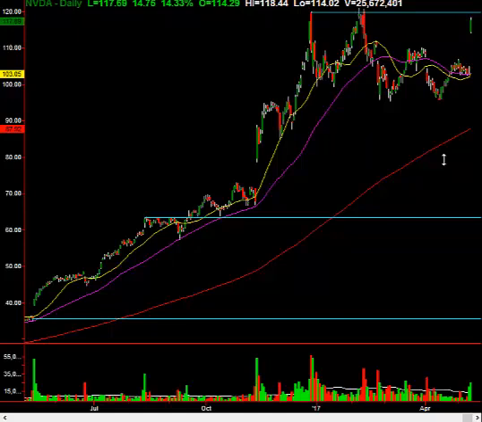But again, as I said, will 120 be a little bit of resistance? Yes. Will it be a shorting opportunity? For me, no. I wouldn't have the guts to do that there. Okay? So again, folks, these are really good potential setups.